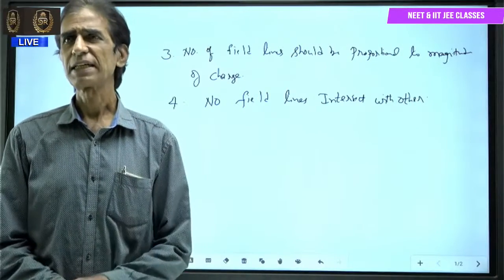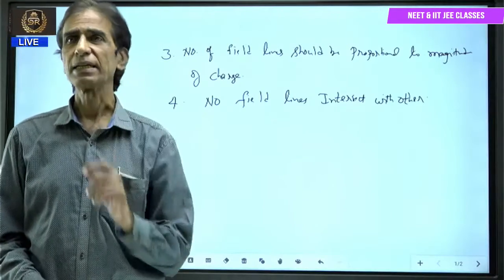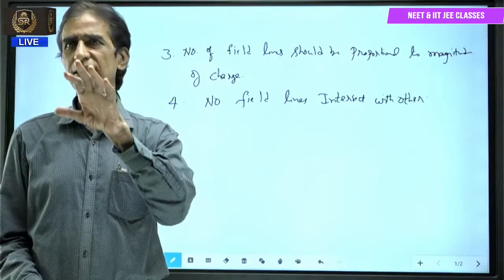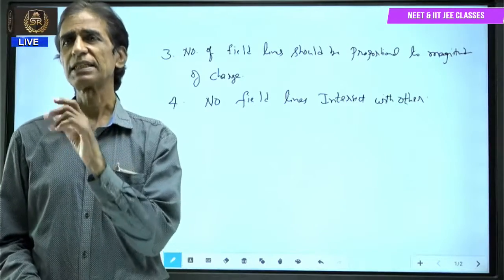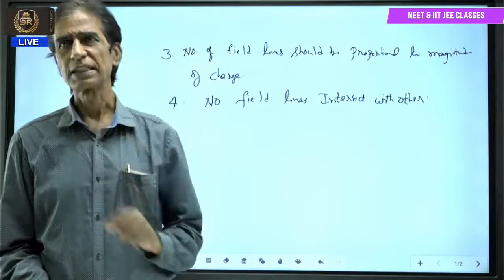What is the reason for that? An assertion-reason question they will ask in MHT-CET or JEE Main. They will give one statement, no two electric field lines intersect, and then give a reason. So you should be able to remember both. The concept you have to understand.